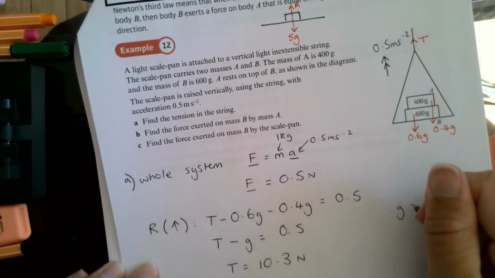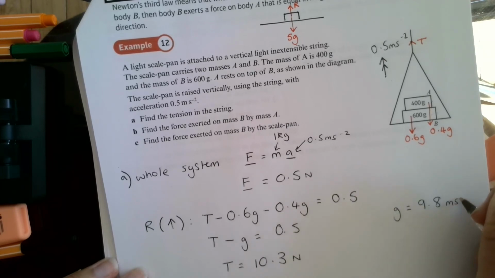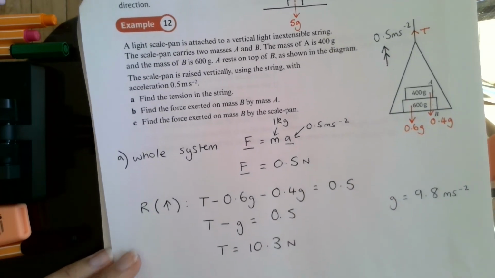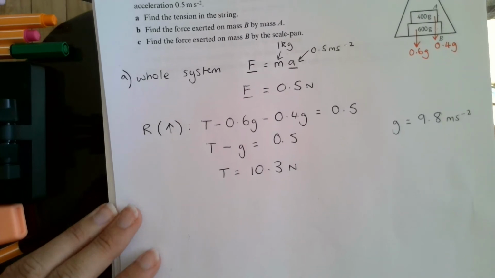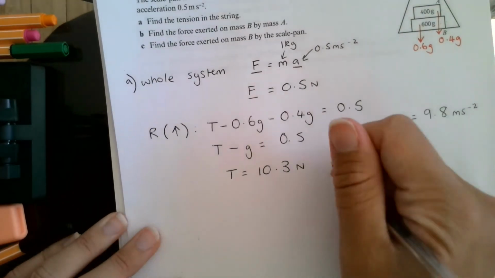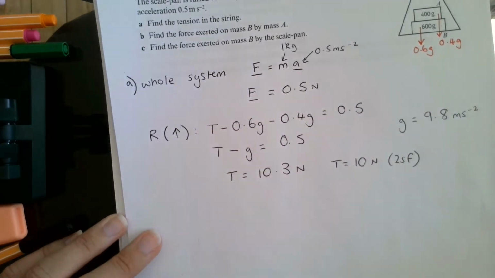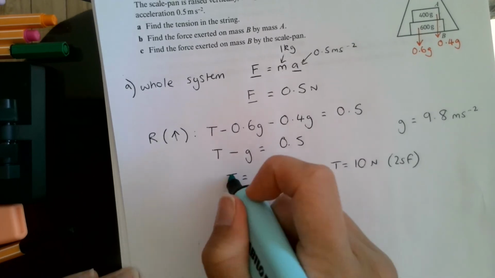Remember, just as a side note, G is equal to 9.8 meters a second squared. And so this is two significant figures. If we would just get that T is equal to 10 newtons. So that's my answer there for finding the tension in the string.